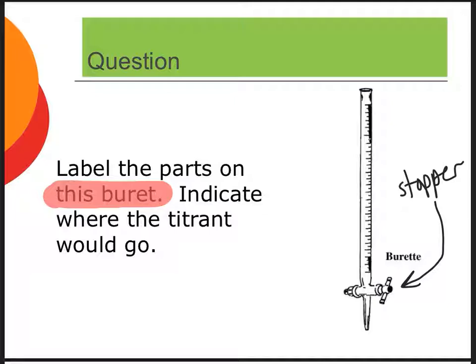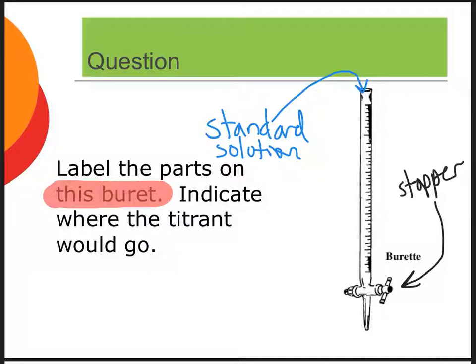And what goes inside would be the standard solution. So the standard solution will go inside the burette, and we will stop the stopper.